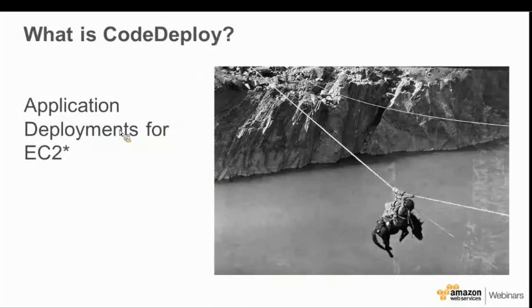So what is CodeDeploy? CodeDeploy is application deployments for EC2, as well as other stuff. So the other stuff, in our case, is last month we released a feature that would allow us to use CodeDeploy not only for Amazon EC2 instances, but also for on-premises servers. So you can use CodeDeploy in a mixed mode. You can use it to deploy to your local data centers or your laptops, as well as to EC2. So both of them are possible with CodeDeploy.